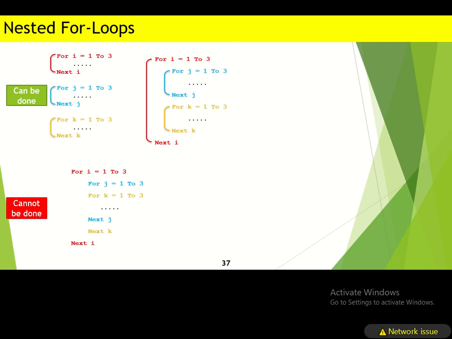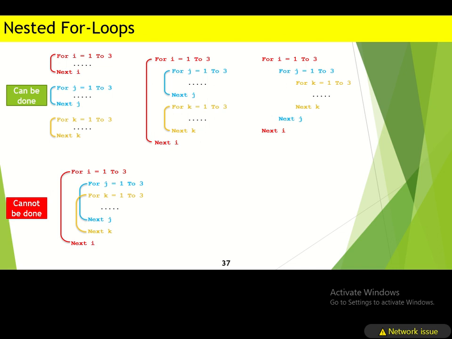So this one has a problem. It is ending j first and then k. Not possible. The program will give an error. This one, i starts, j starts, k starts. What should finish first? K. And k is finishing first, then j and then i. So this one is also fine.